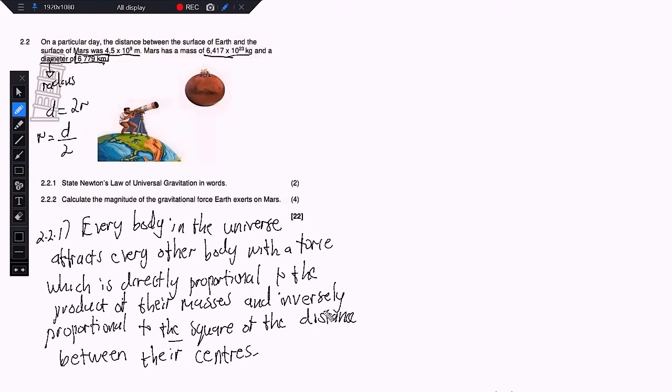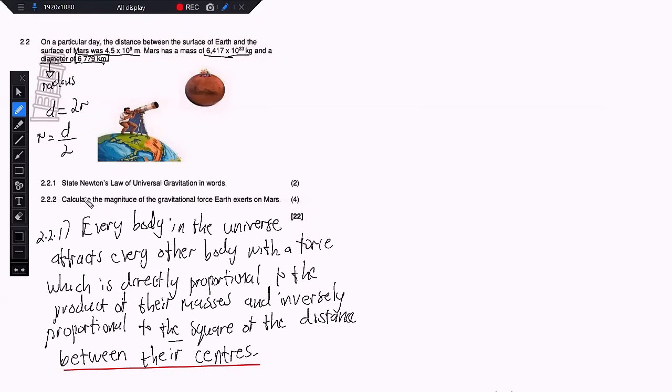Okay, right. So everybody in the universe attracts every other body with a force which is directly proportional to the product of their masses and inversely proportional to the square of the distance between their centers. Now, there is a very important statement there, between their centers. So I'm just going to keep the definition here so that we understand what I'm going to do here.